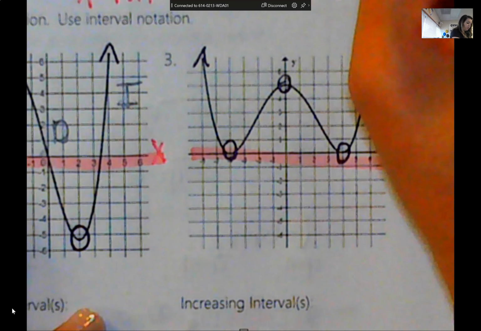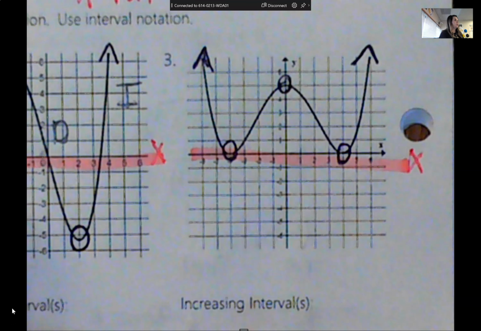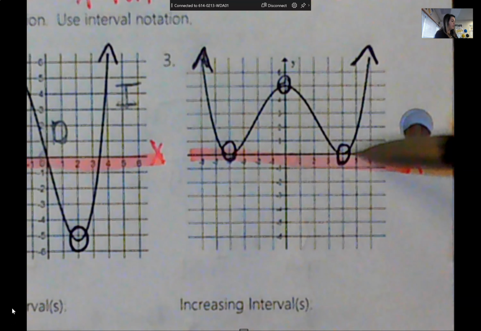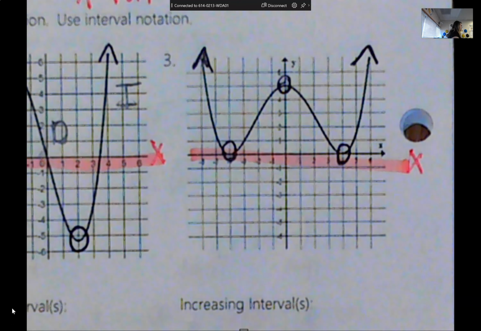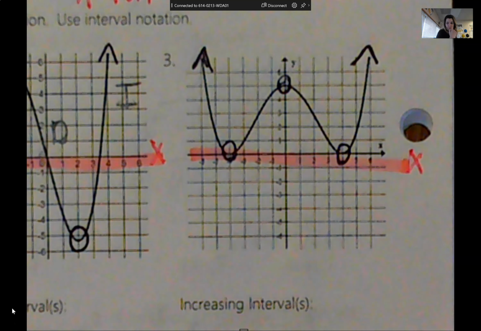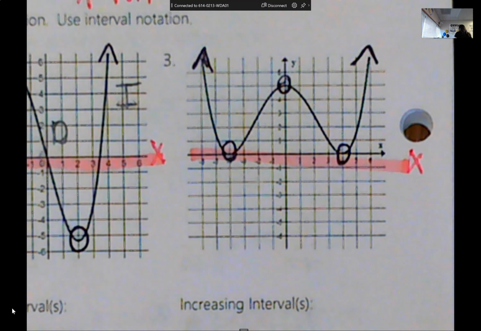So you label the sections. There's 4 different sections here. You label if they're increasing or decreasing. I'll give you about 10 seconds.